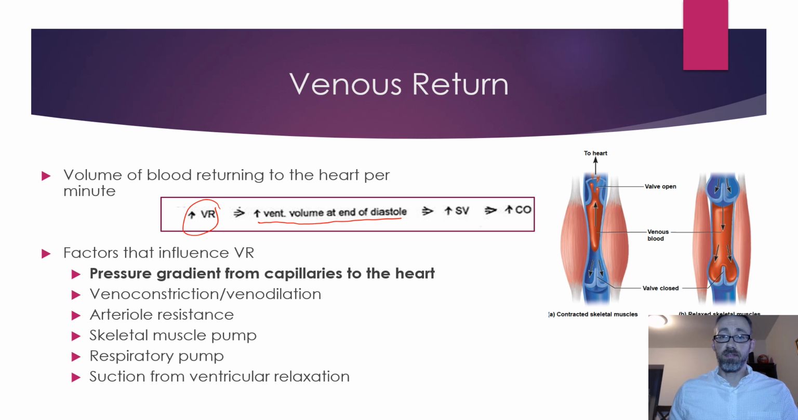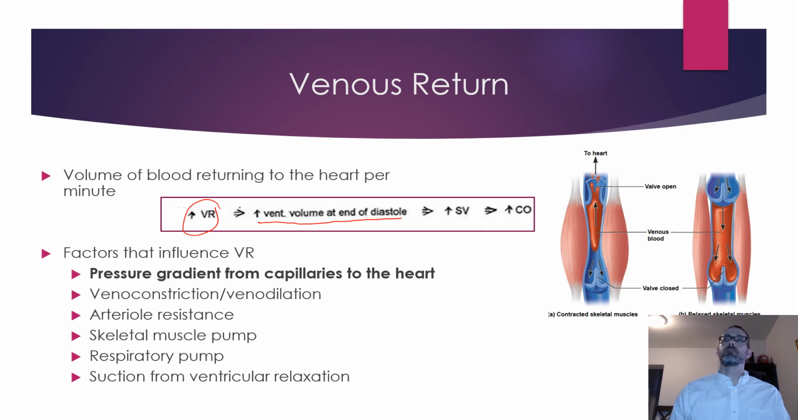So factors that influence the venous return. First off, it's a pressure gradient. All blood flows down its pressure gradient. So it goes from high pressure to low pressure. There has to be a pressure difference for any blood flow to occur at all. In the venous system, the pressure gradient is kind of small, but there has to be one.